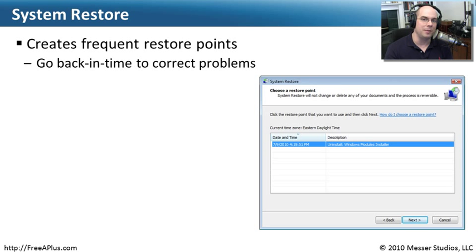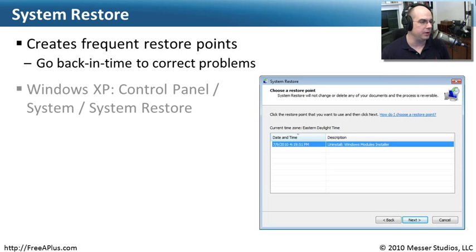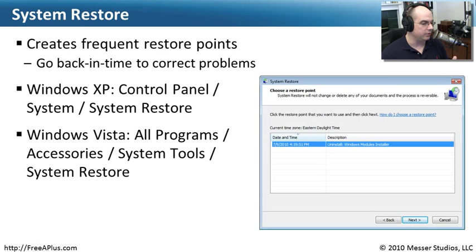That way, if there is a problem afterwards, you can go back to the system restore utility and rewind your system, if you will, back to a previous point. In Windows XP, you'd get to this through the control panel. Under the system options, there's an option for system restore. And in Windows Vista, you go to All Programs, Accessories, System Tools, and System Restore.